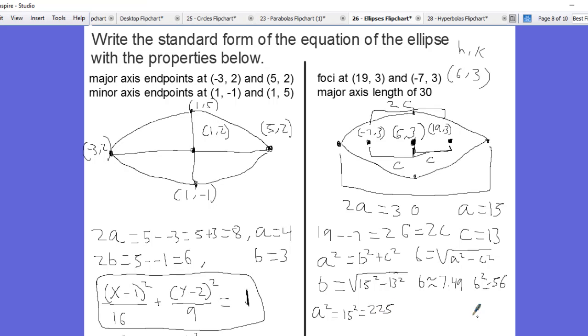Now we can write our ellipse standard equation. (6, 3) is our center. So (x minus 6) squared over a squared, which is 225, plus (y minus 3) squared over b squared, which is 56, is equal to 1.